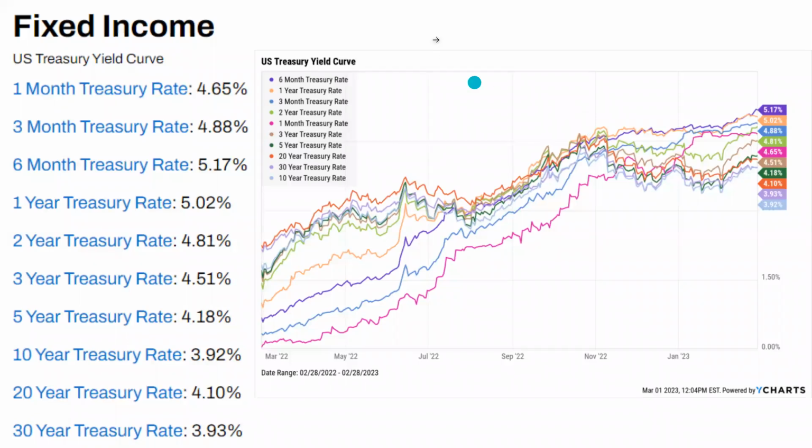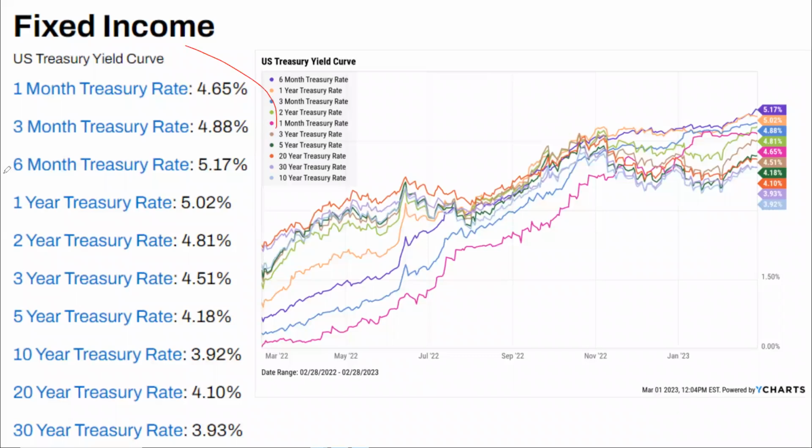All right. Now, we're going to go ahead and move on from that, and start off over here taking a look at some of the treasury rates. This is a chart of the treasury rates. We can see the 1 month is at 4.65. We have the 1 year at 5.02, and the 20 year at 4.10.